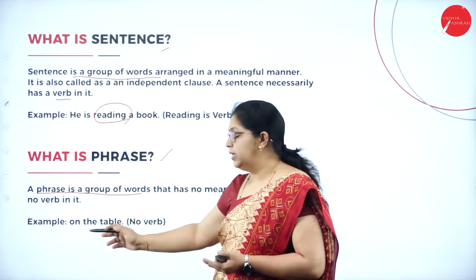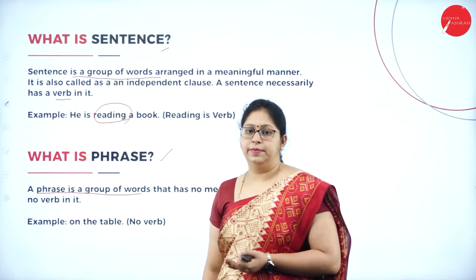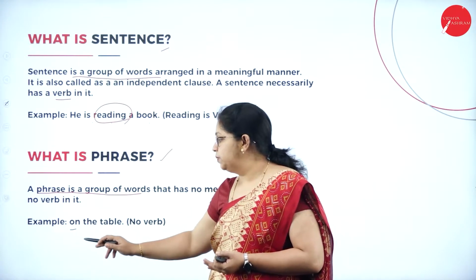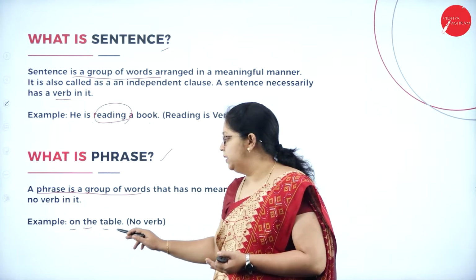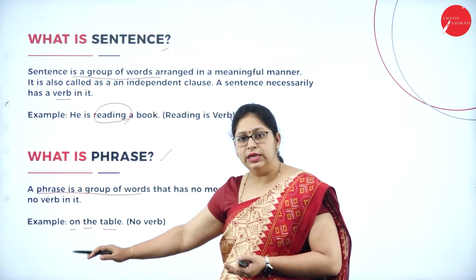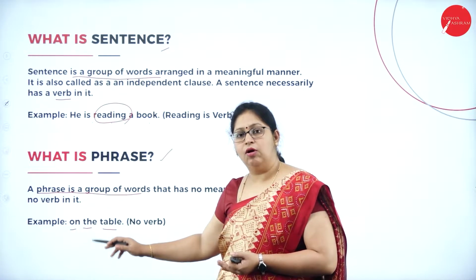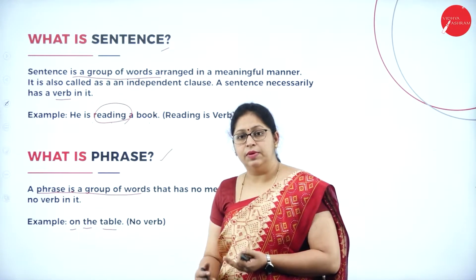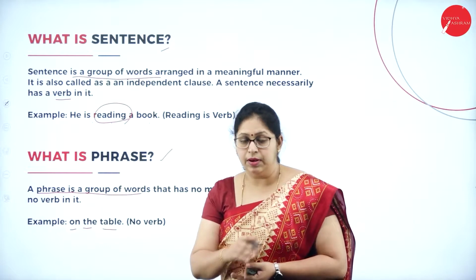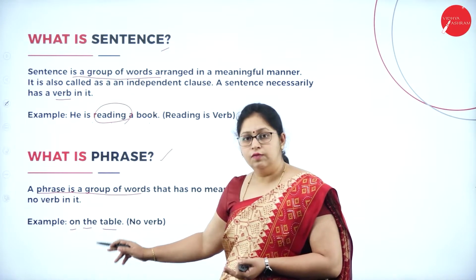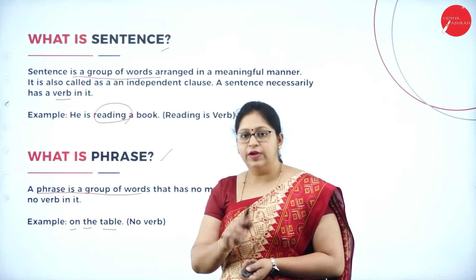Okay. So, let us see the example here. On the table. Is there any verb here? No. On is a preposition, the is an article, table is a noun. There is no verb in this phrase. This is a phrase. There is some meaning. On the table. What on the table? What is kept? What to do on the table? It is not complete. The sense is not complete in this group of words. So, it is called a phrase. Okay.